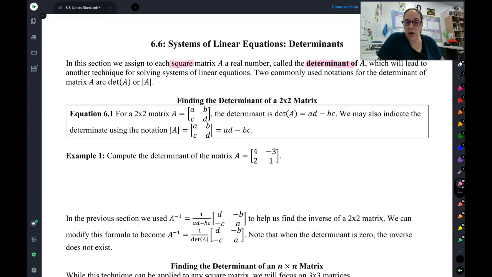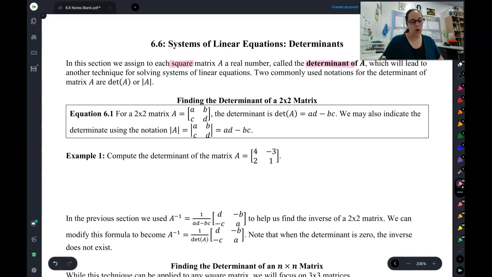Now, the reason we talk about determinant is it's going to lead us to one more technique for solving systems of linear equations. This lesson 6.6 is our last method for solving systems of equations. In 6.7, we're going to do kind of an application problem with systems of equations. But here is our last one, let's learn another way to solve this.